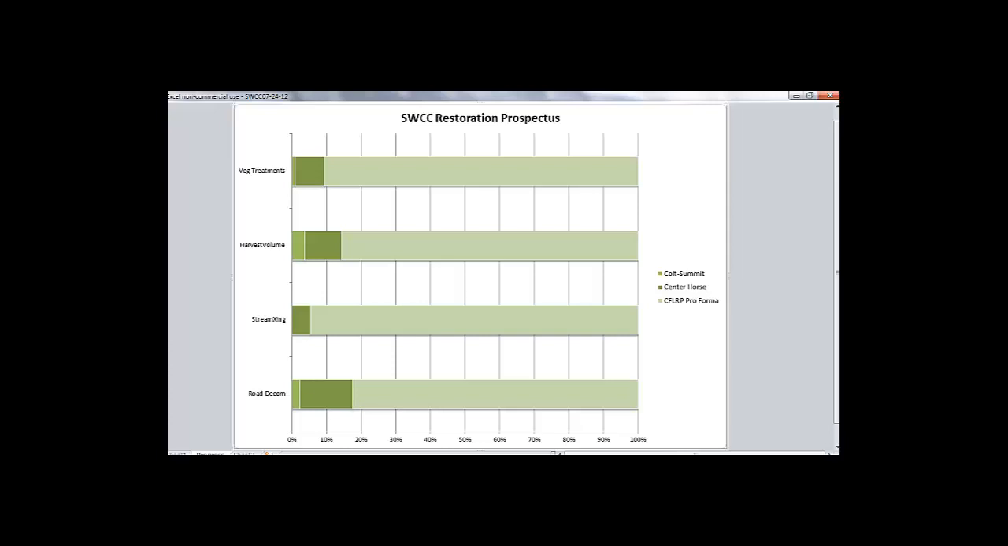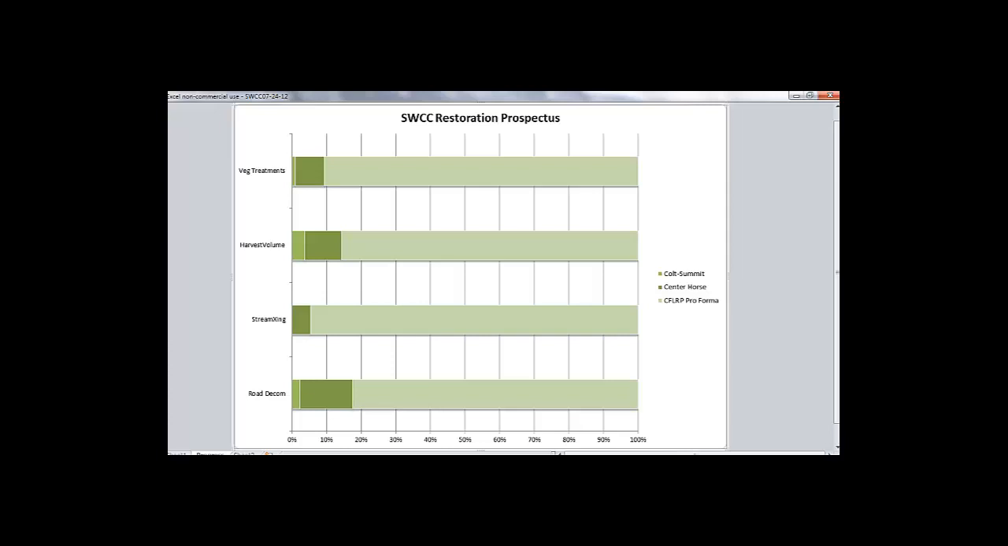And remember that we're comparing a Colt Summit 2,000 acre action with a Center Horse project that is 61,000 acres, within which 16,500 acres are proposed to be treated with vegetation restoration treatments.